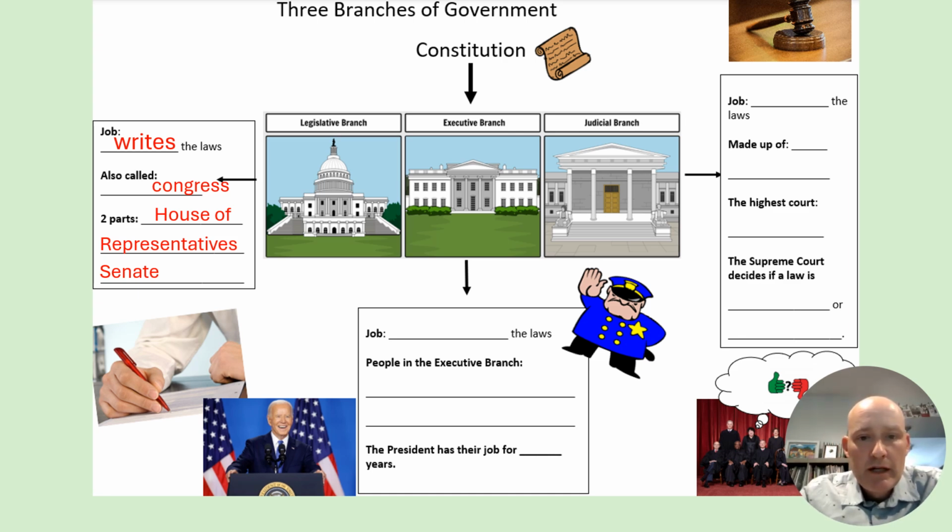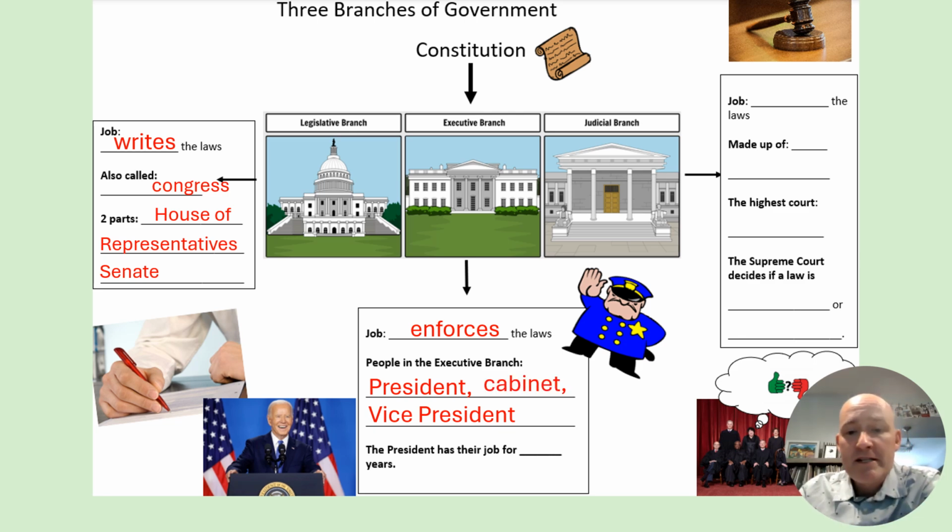So the executive branch enforces the laws. And who is in the executive branch? The president, vice president, and his cabinet. So remember, these guys are about enforcing laws that already exist. They're not writing laws, they're not making laws. They're just making sure that those laws are followed. And the president has their job for 4 years.